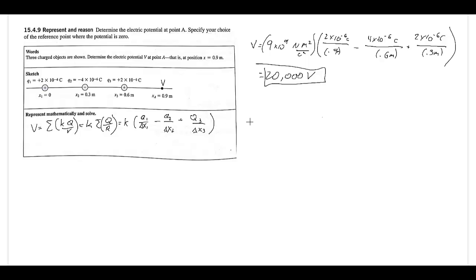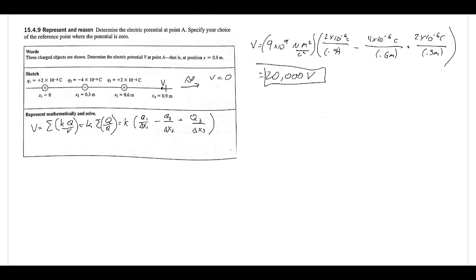That's a lot. And of course, specify your reference point where the potential is 0. So we will assume that at some distance infinitely far away, V is equal to 0. So the amount of work we would have to do to get a charge from here to here would be about 20,000 volts times that charge that we move that distance.